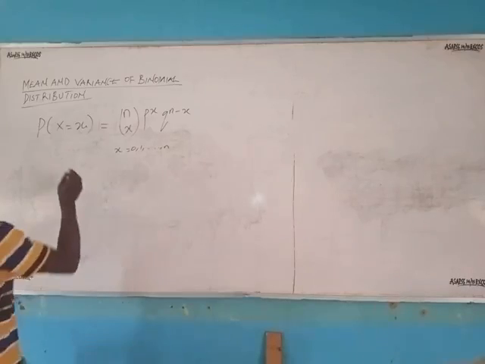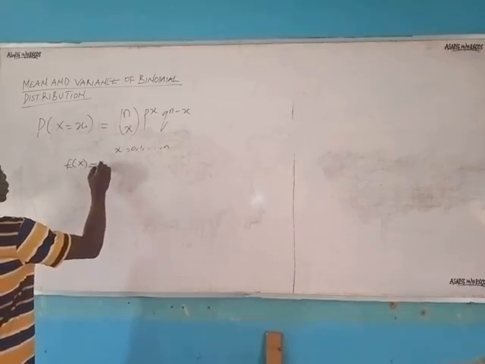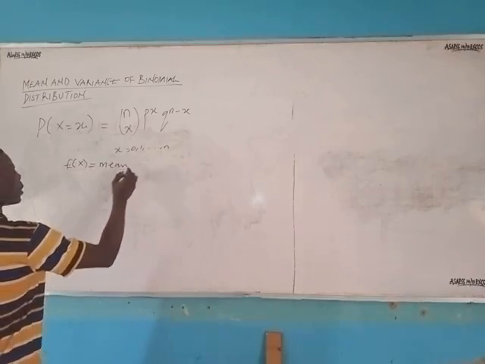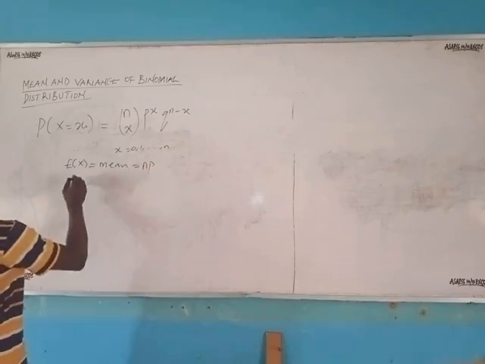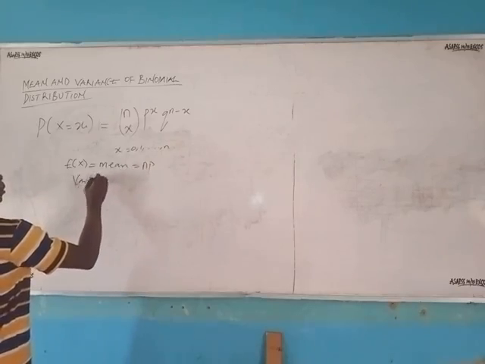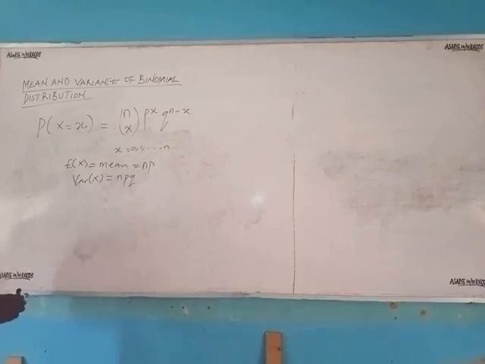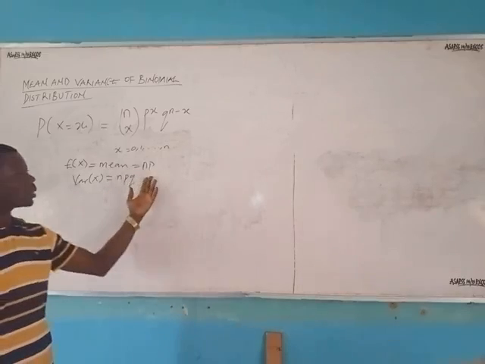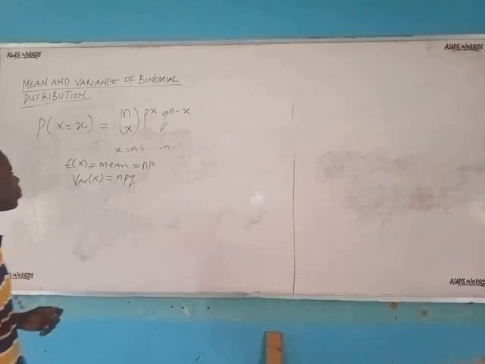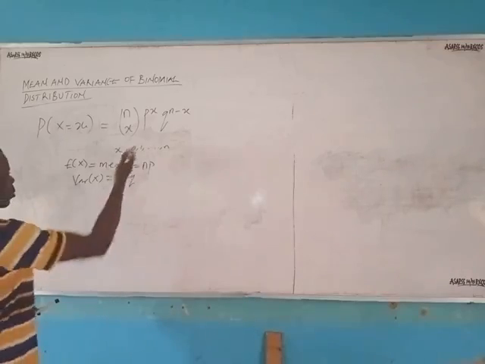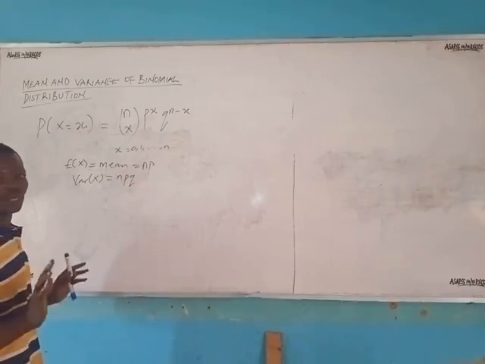We are interested in calculating the mean, which is the expected value, and is given as np. The variance is also npq. So how do we get np? How do we get npq? Let's look at how we can get our mean and variance.